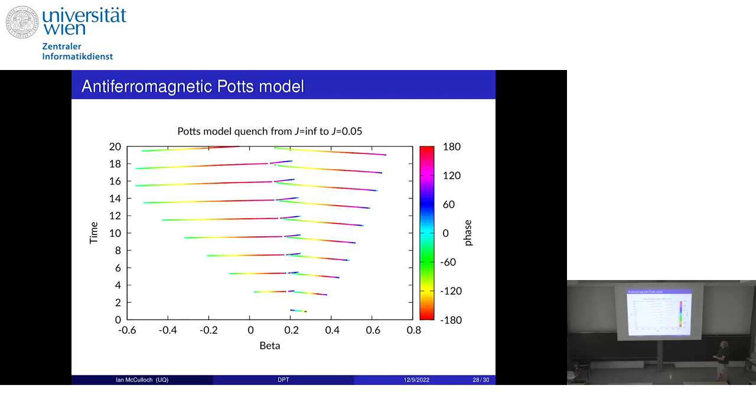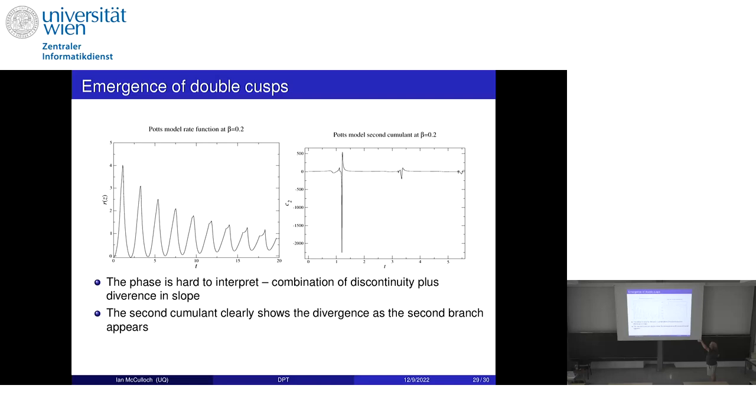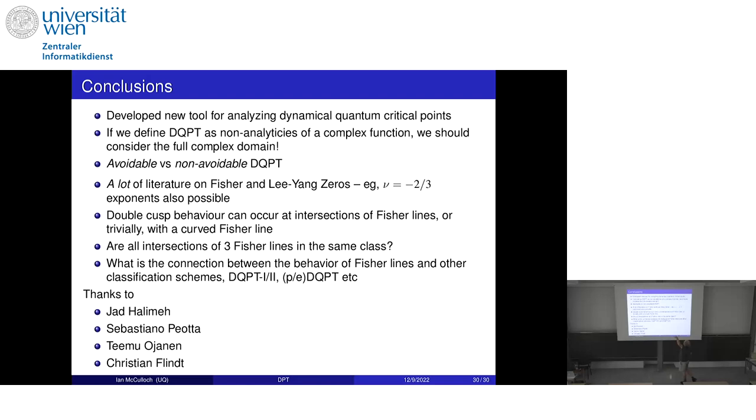I'm basically out of time, but at these points, again, the cumulants diverge. I haven't actually calculated what that exponent is yet, but I think it's minus a half. I'll make a point now that since we're looking at these functions in a complex plane, all of the mathematics that people have done in the past on Fisher zeros, we can instantly apply now to DQPT. So for example, people have seen these singular points that have an exponent of 2/3, which is associated with a triple degeneracy of our eigenvalues.